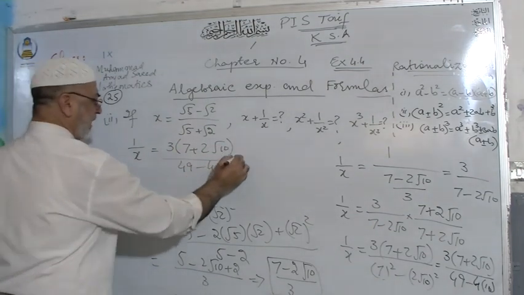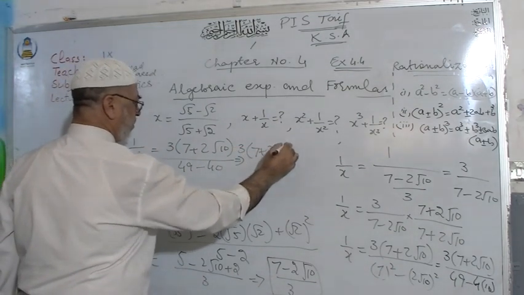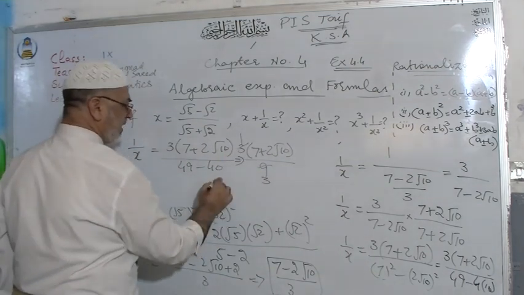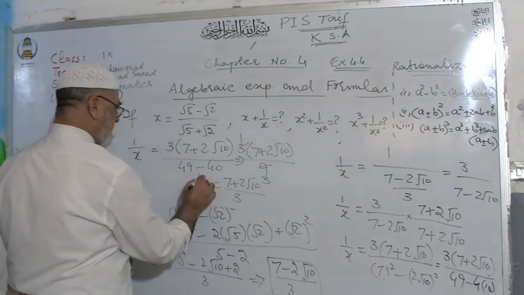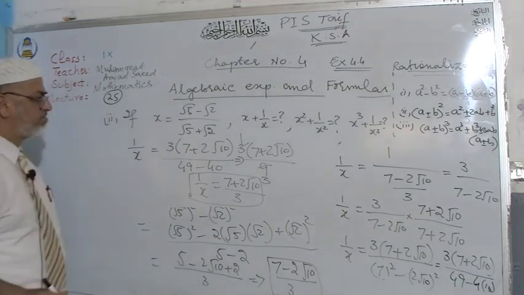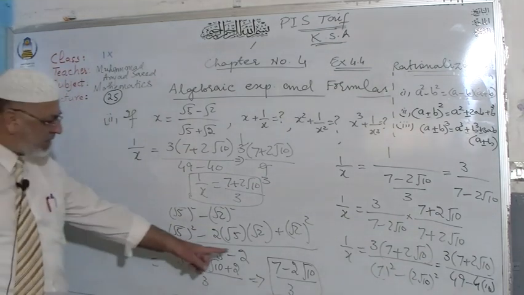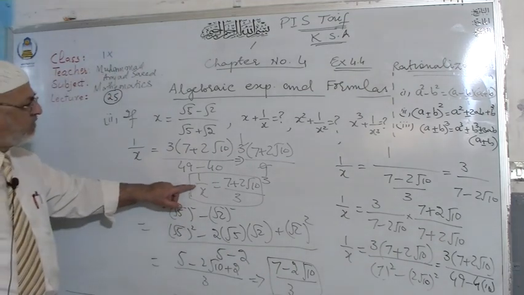49 minus 40. 3 into 7 plus 2 into 10 under root divided by 9. 3 ones are 3, 3 threes are 9. 7 plus 2 into 10 under root over 3. This is your value of 1 over x. Dear students, this was the value of x and here is the value of 1 over x.